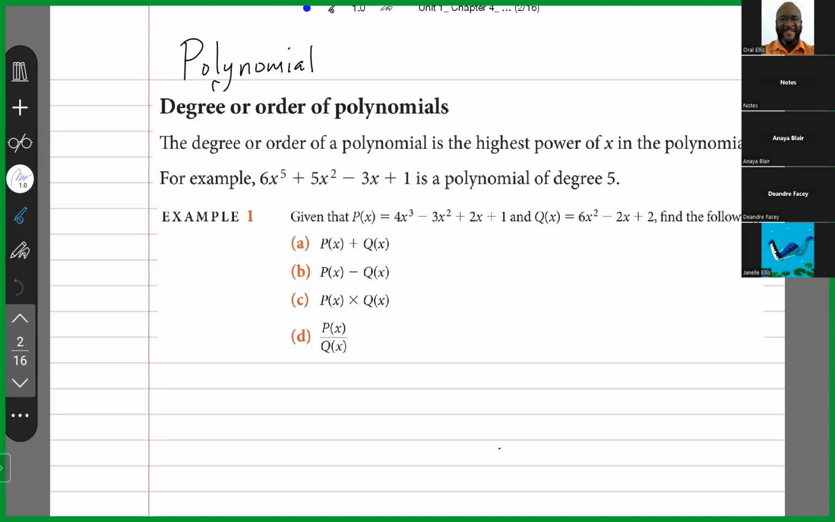All right, so the next thing we're going to move straight to is example 1. In example 1, we're going to have to add, subtract, multiply, and divide two polynomials. So I'm just going to pause and give you a chance to attempt example 1 before I do it.